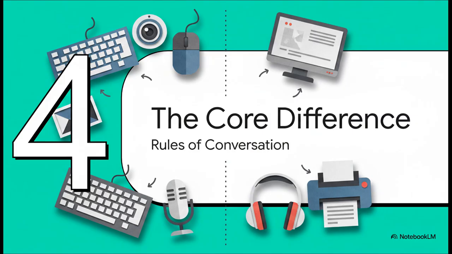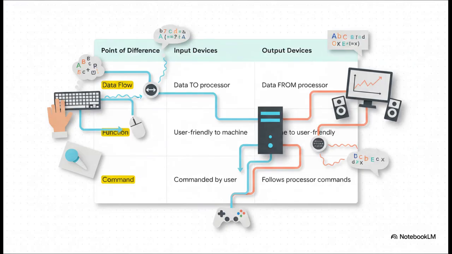So we've seen both sides of this conversation. Let's really pin down what separates them. What is the fundamental role that makes an input device completely different from an output device? This table just lays it all out, nice and clear. It really boils down to the direction the data is flowing. Input devices send information to the computer. Output devices get information from the computer. Input translates our world for the machine. Output translates the machine's world for us. We command the input devices, but the computer commands the output devices. It's all about that flow.